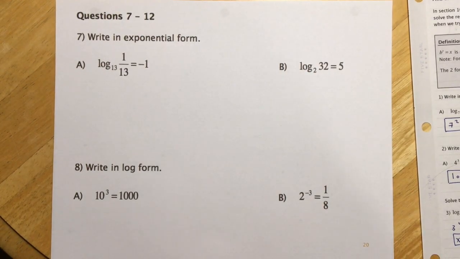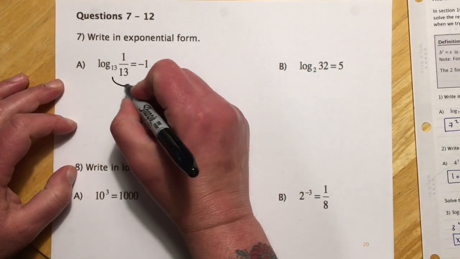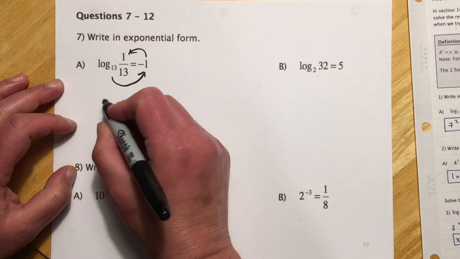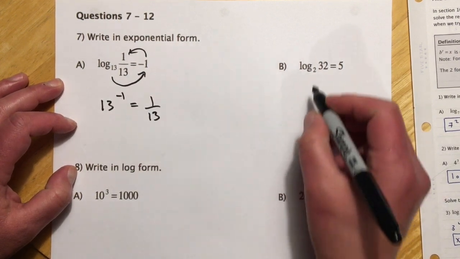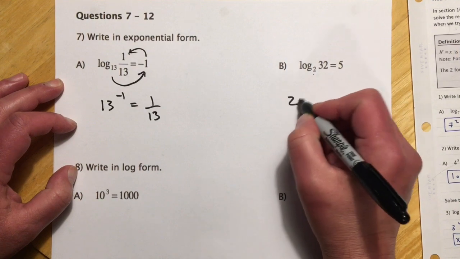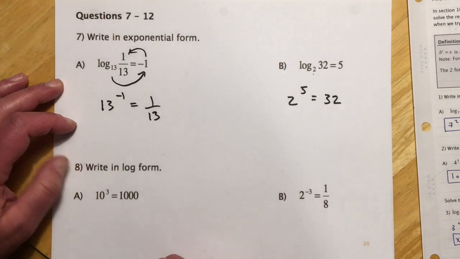Okay, and these would be the matched questions. So this is right in exponential form, so we're going 13 to the negative 1 equals 1/13. This is going to be 2 to the 5th equals 32.